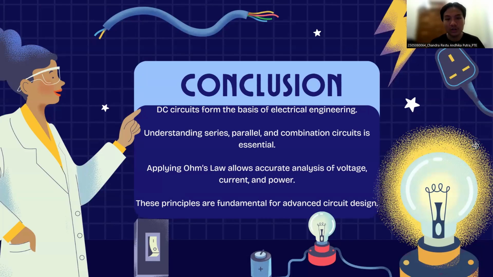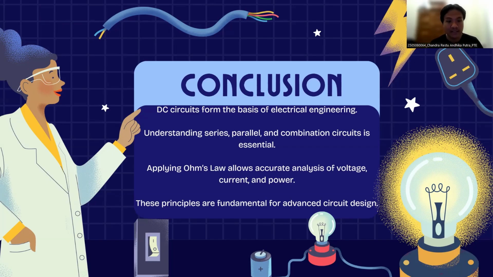Okay, next is conclusions. To summarize the presentation, direct current or DC provides a steady and unidirectional flow of electrical charge, making it essential for electronic devices. Understanding voltage, current, and resistance is fundamental before working with circuits. Resistors are crucial components used for controlling current and dividing voltage.